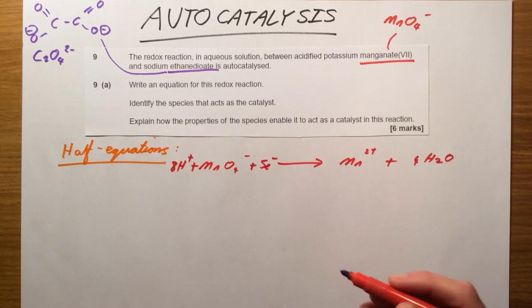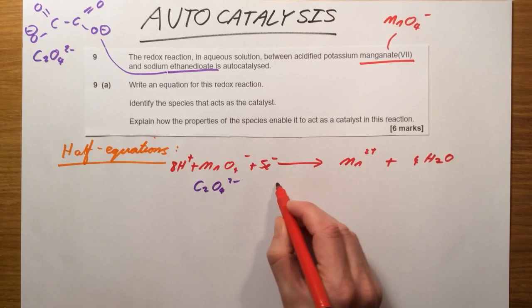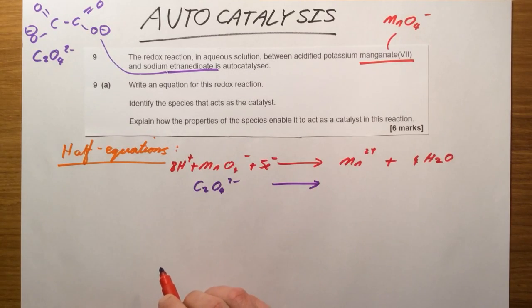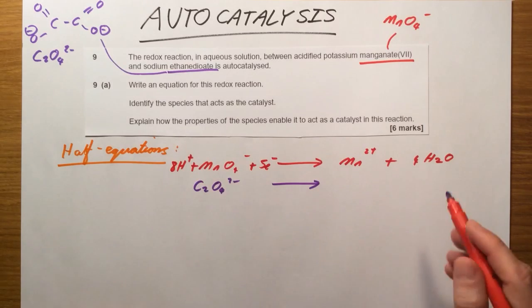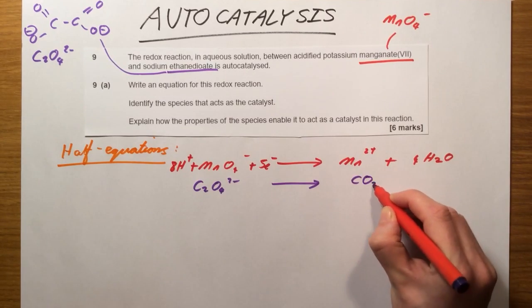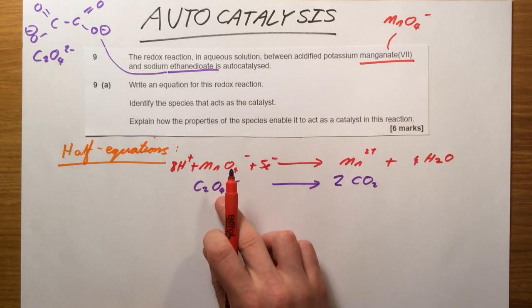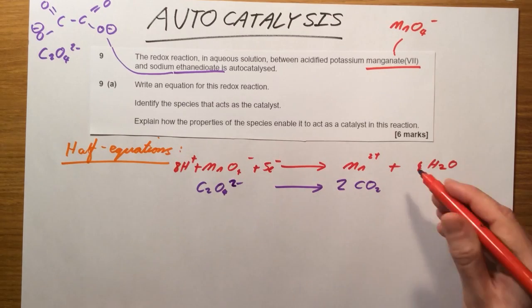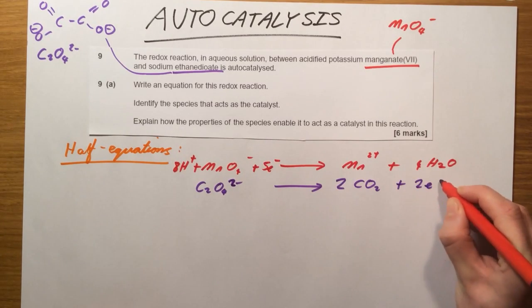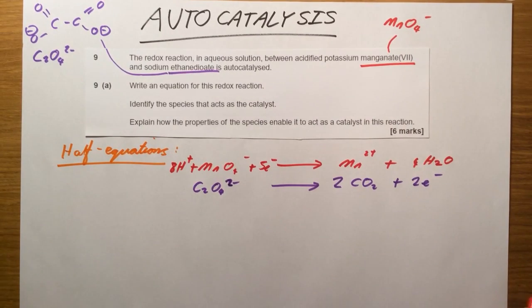The C2O4 2- species, what we're actually going to do if we react this in a redox reaction is form CO2, and we're actually going to form two CO2s. That balances up the oxygens as well. I just need to balance the charges. Here we've got 2- charge here, no charge here. I need 2 electrons on this side. Okay, so I'm hoping from this you are already being able to see what the overall equation might look like.